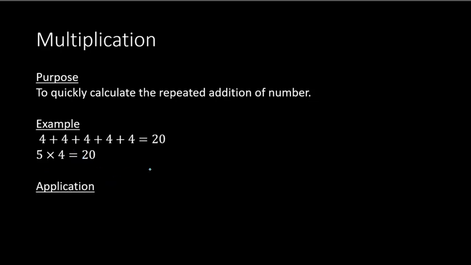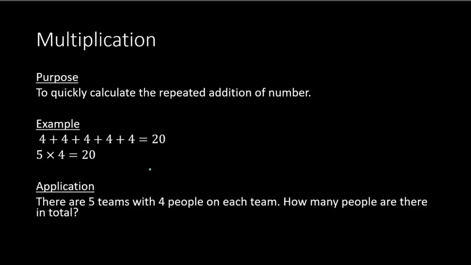All right, so an application of this, here's an example where there are 5 teams with 4 people on each team. And the question is, how many people are there in total? Well, there's 5 teams, each one has 4 people. So we can take 5, multiply it by 4, and that would give you 20. So it's a shortcut way of figuring out a sum of people, or sum of anything. All right, so that is multiplication.